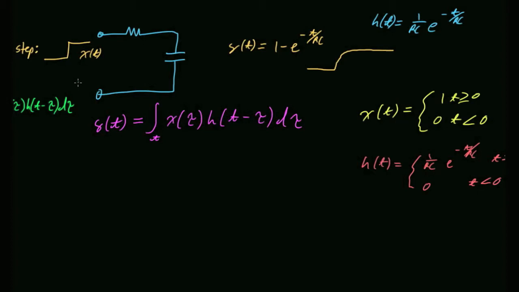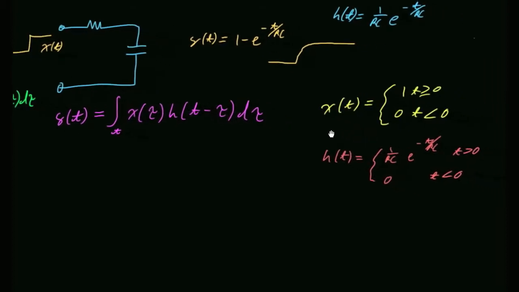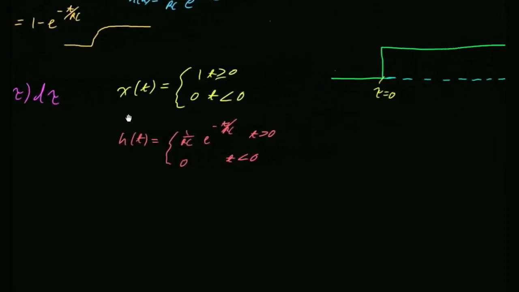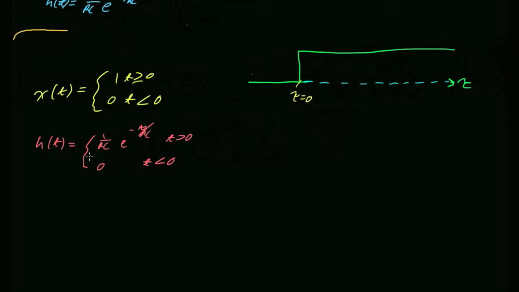So let's look at that. Right. So let's look at this now, because now I need h of t minus tau. Okay, sorry, I'm back now. Okay, so let's look at h of t.